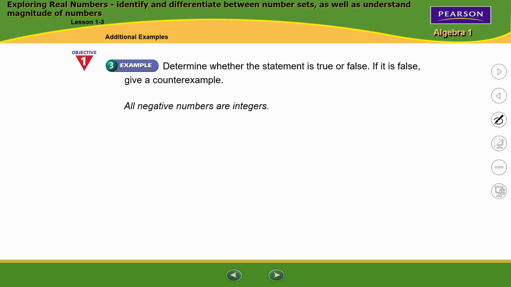Determine whether the statement is true or false. If it is false, give a counterexample. All negative numbers are integers. So can I think of a negative number that is not an integer? The answer to me is yes. A negative number that's not an integer. So what about -4.5? -4.5 is negative. So that's checking off the first part. But it is not an integer.